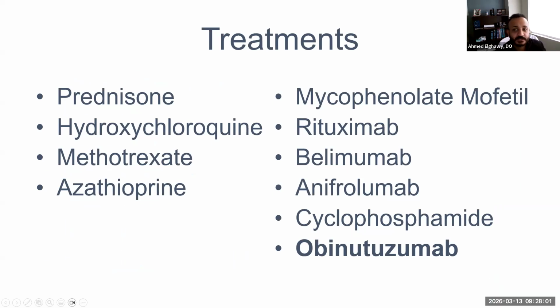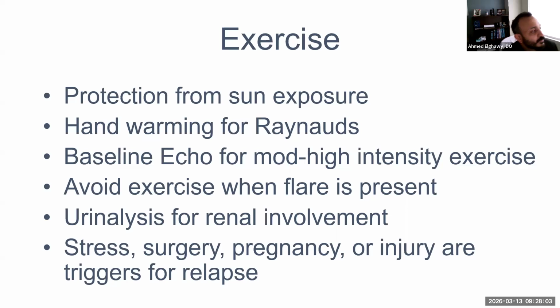And from a conservative standpoint, we recommend exercise. We recommend protection from sun exposure, SPF 70 or more, and hand warming for Raynaud's. For those with lupus, we do recommend getting a baseline echo if they're going to be involved in moderate to high intensity exercise because of the concern for pericardial effusions and pericarditis. If they're having a flare, I would avoid exercise altogether.